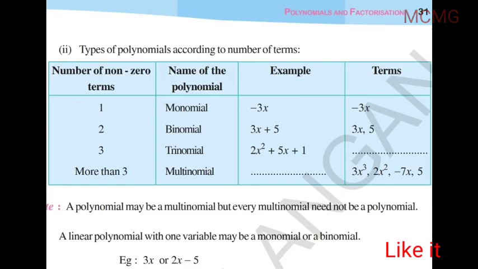Is it clear? Now, types of polynomials according to the number of terms. If the number of non-zero terms is 1, such a polynomial is called a monomial. We call such a polynomial a monomial.